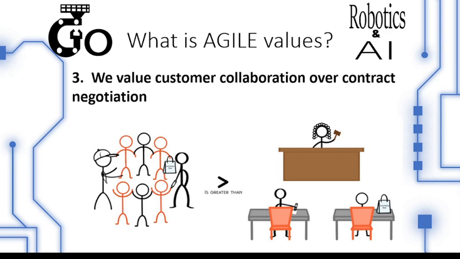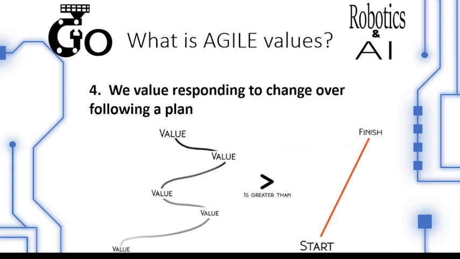This is one of the biggest achievements of agile methodology. Okay, the fourth one is the last but not the least value of agile methodology. We value responding to change over following a plan.